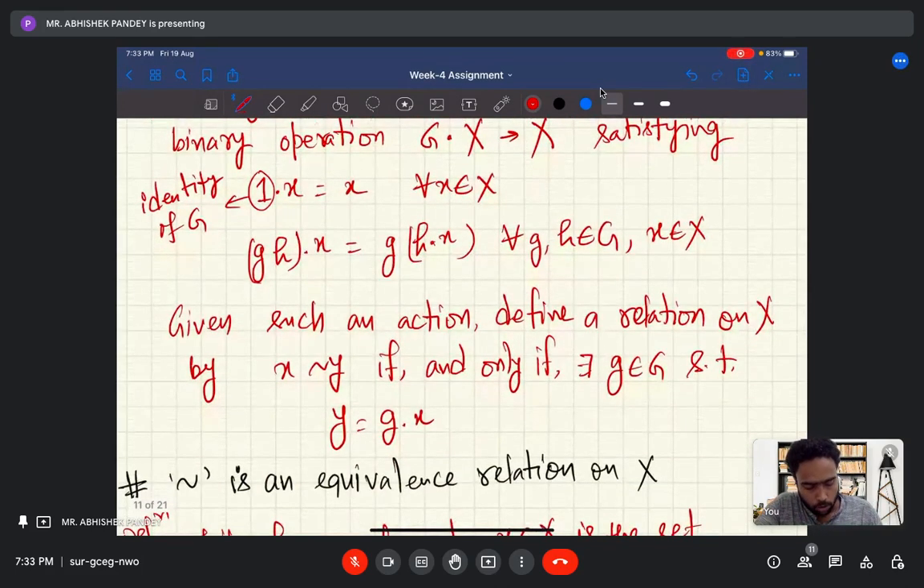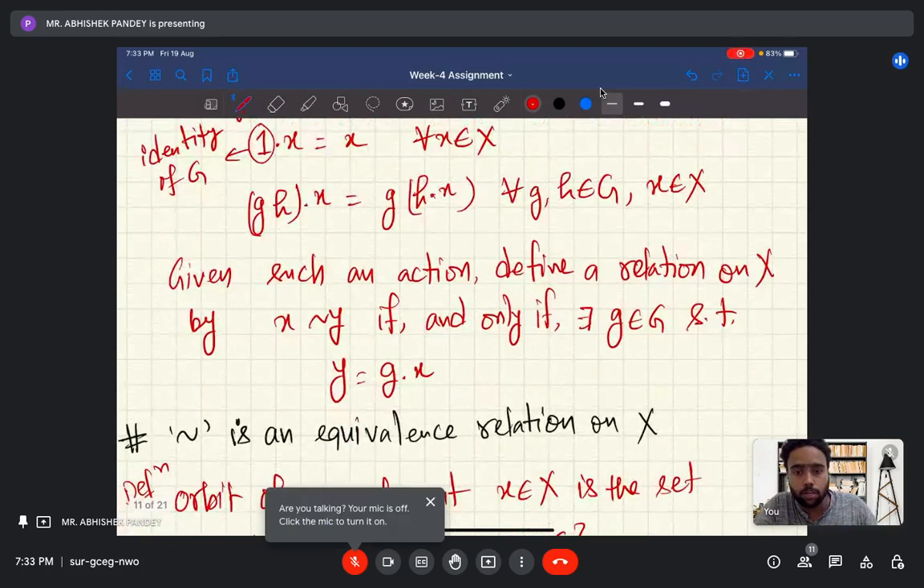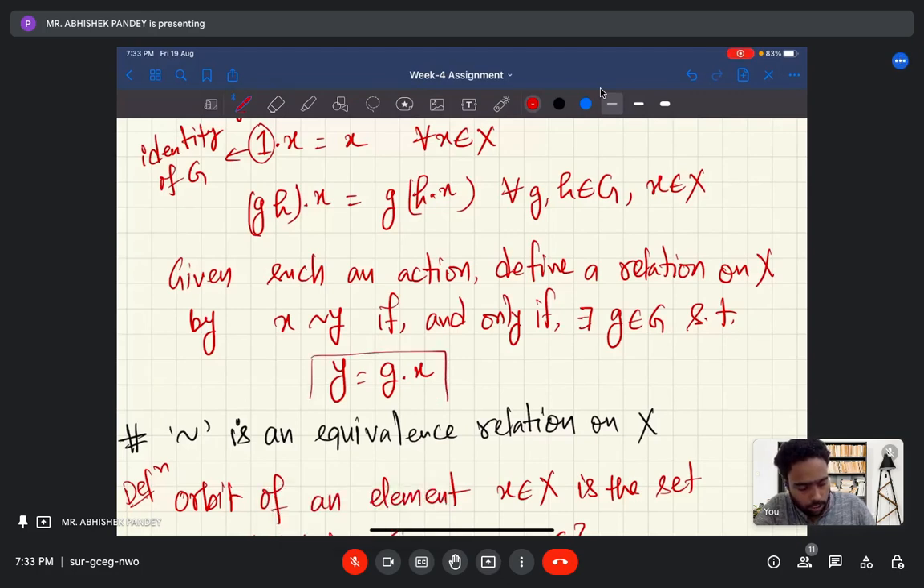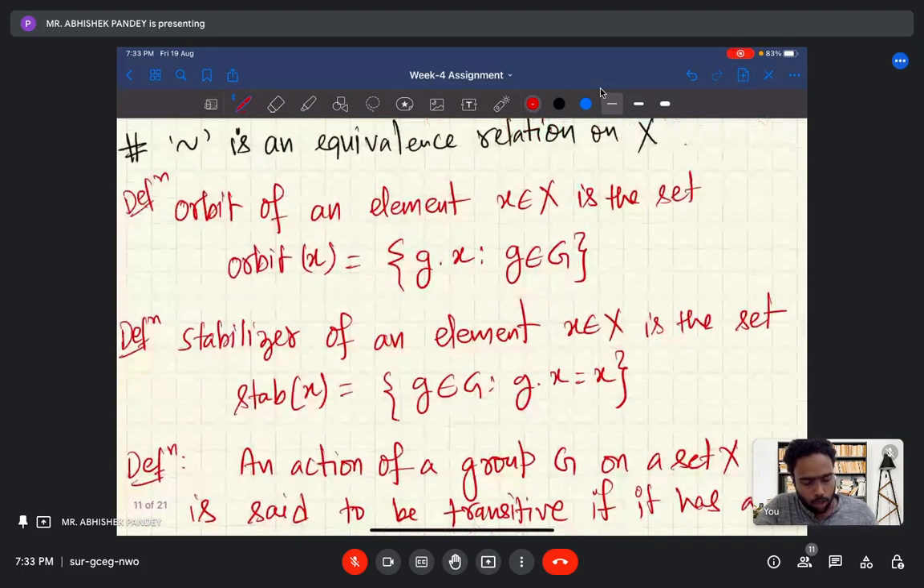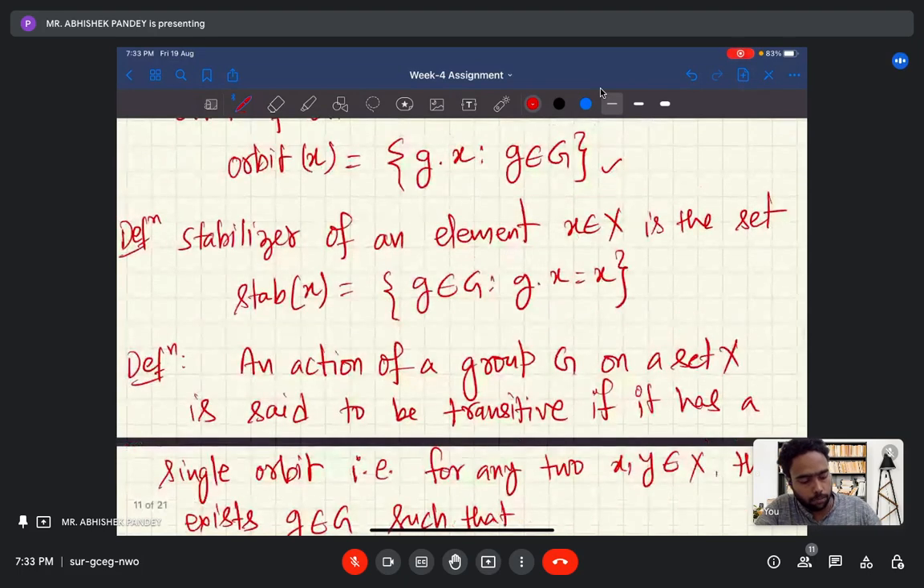Given such an action, define a relation on X by x is related to y if and only if there exists a g belonging to the group such that y equals g·x. Now you can check that this is an equivalence relation on X. The orbit of an element is the collection of all g·x. And the stabilizer is the collection of all the elements g such that g·x equals x.